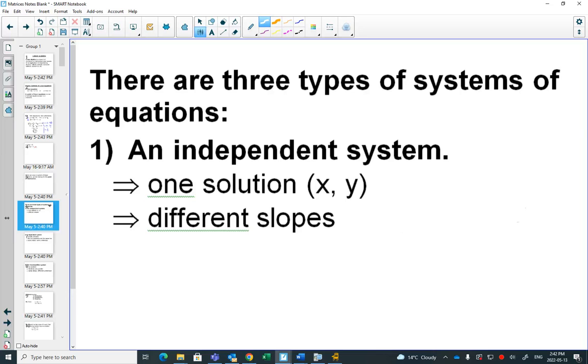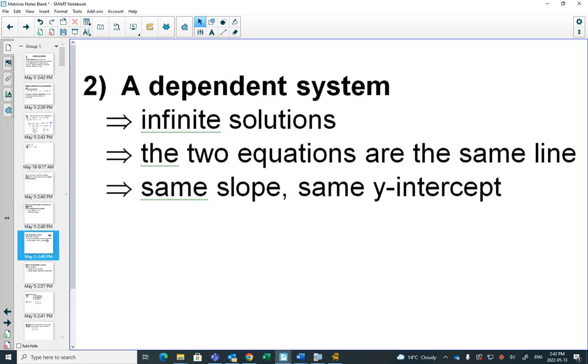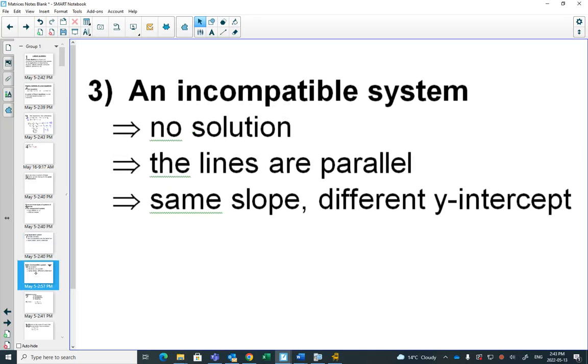Second system. You could have a dependent system. This is when you have the same line twice. They would have the same slope and the same y-intercept. How many times do they intersect? They always intersect. And so you would have an infinite amount of solutions. And our third type of system is when you have two parallel lines. They have the same slope, but since they have a different y-intercept, they would never intersect, and you would have no solution.